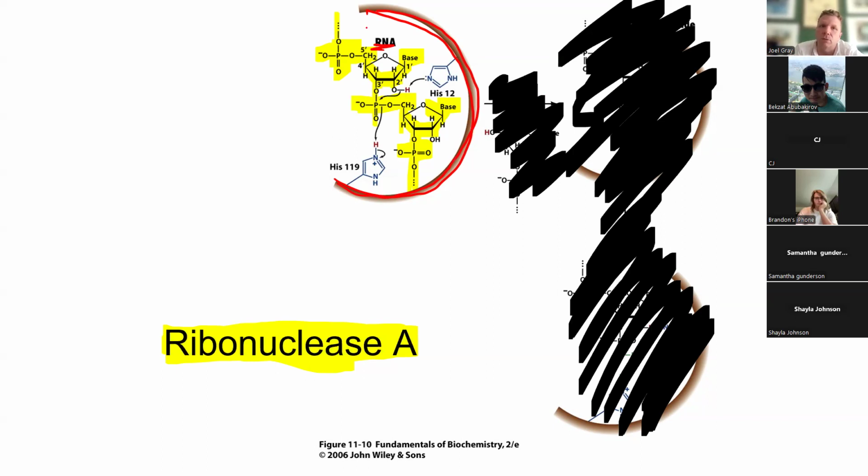our substrate, which is highlighted as this yellow molecule in the middle. And then we want to look at the amino acids that are significant for this enzymatic reaction. We've got a pair of amino acids, histidine 119 and histidine 12. Those are the two amino acids that are important for this catalytic reaction or this catalytic mechanism.